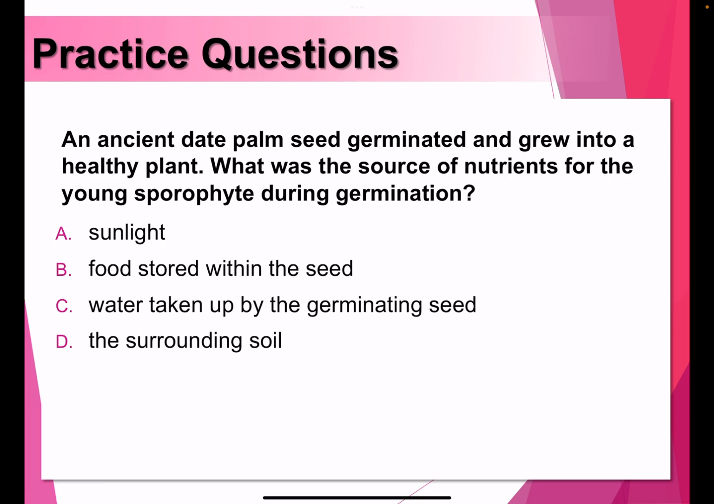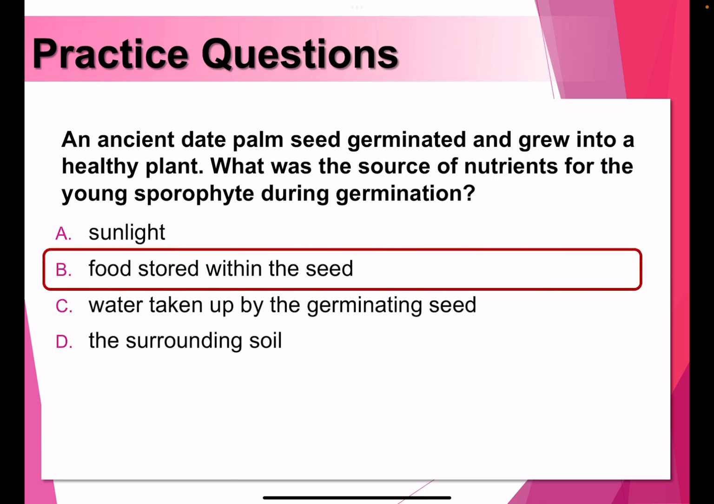An ancient date palm seed germinated and grew into a healthy plant. What was the source of nutrients for the young sporophyte during germination? The whole point of having seeds: the food is stored within the seed itself.